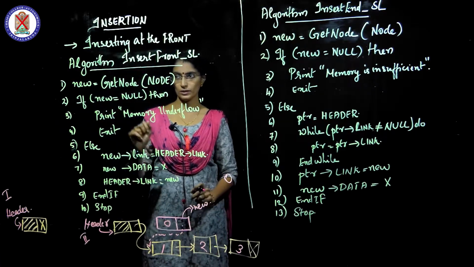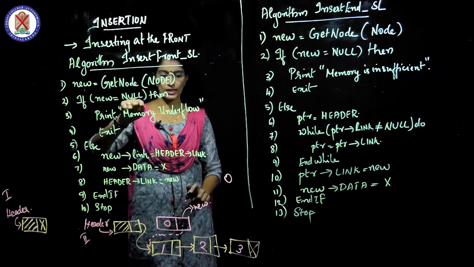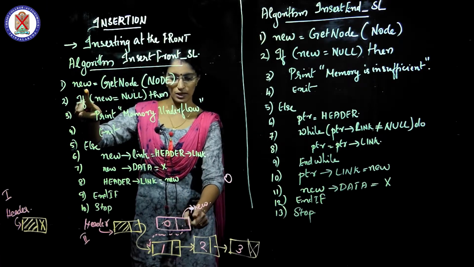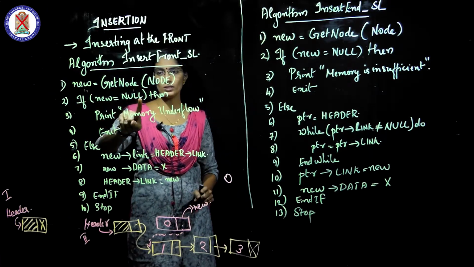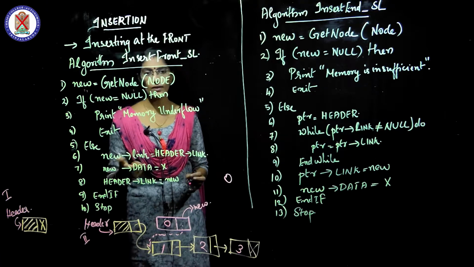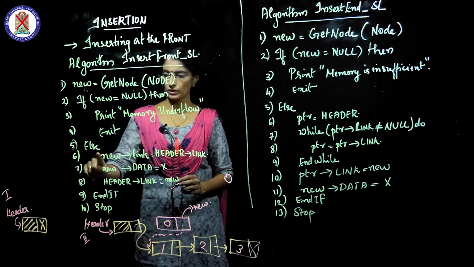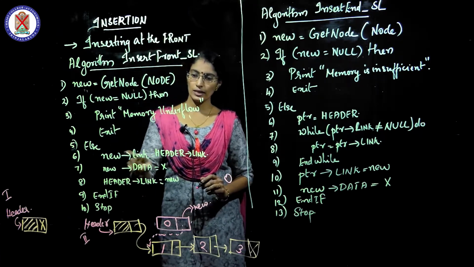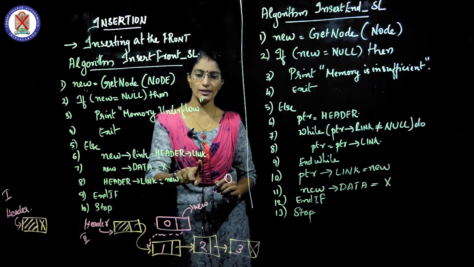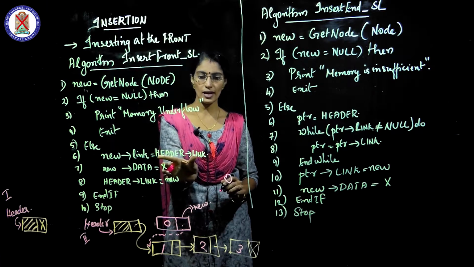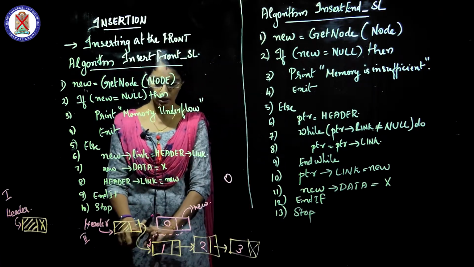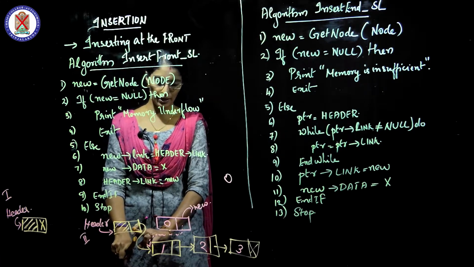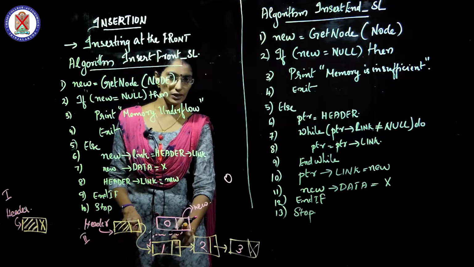Now let's look at the algorithm. As I said before, you get a new node using the get node procedure. You get a new node and it is termed as the new. Then if new is equal to null, what does that mean? We don't have memory, right? So we'll go for the else part. The first statement is, as I said before, in the link part of the new node, you give the header link part, the value in the header link part. What is the value in the header link part? The address of the first node, right? The address of the first node will be now given to the link part of the new node.